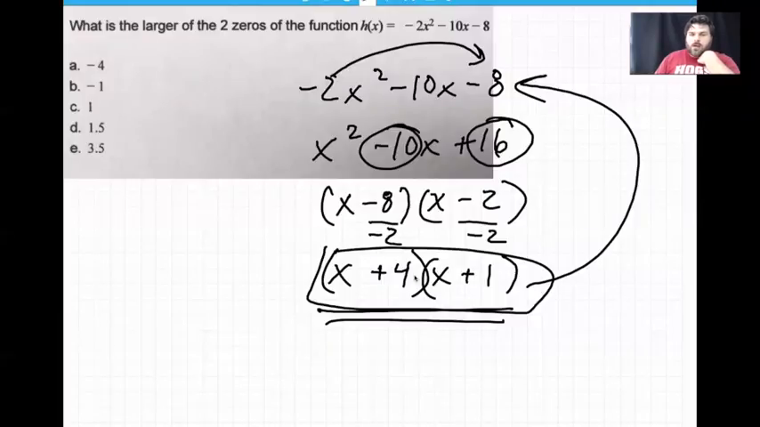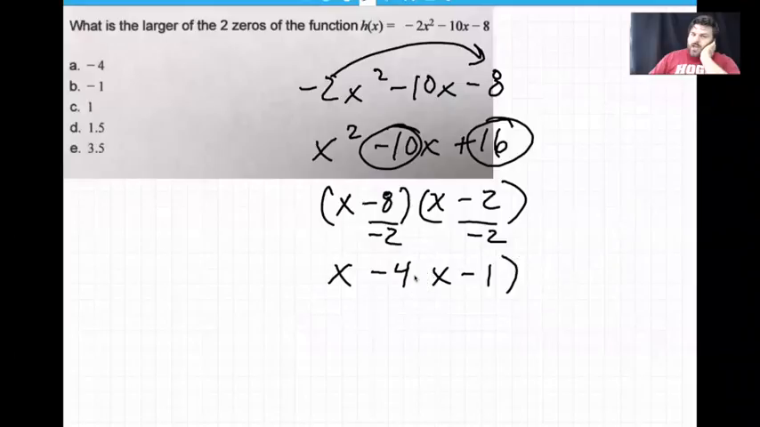Why? First thing you do when you factor is always look for something to pull out. What is it? GCF, greatest common factor. If you don't pull out the GCF, this won't work. This will mess up like it just did. So let's go back to the very beginning, okay? We're going to start with negative 2x squared minus 10x minus 8.